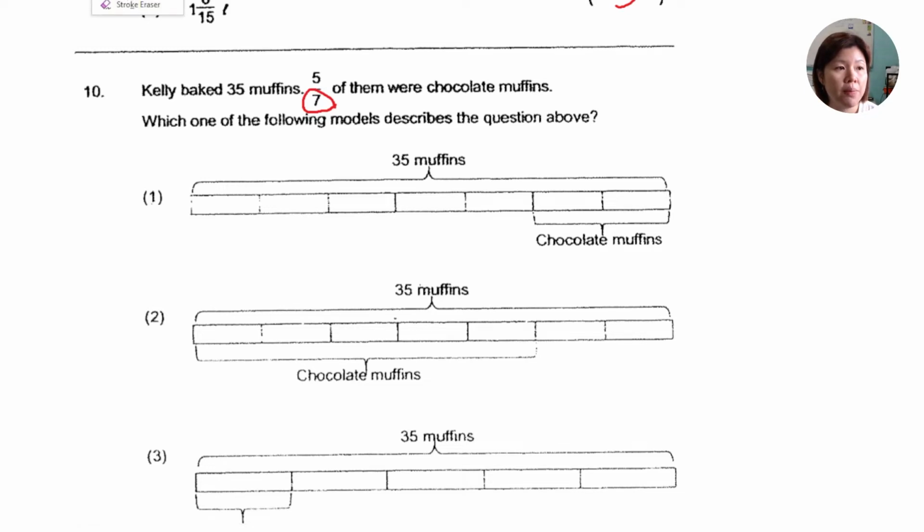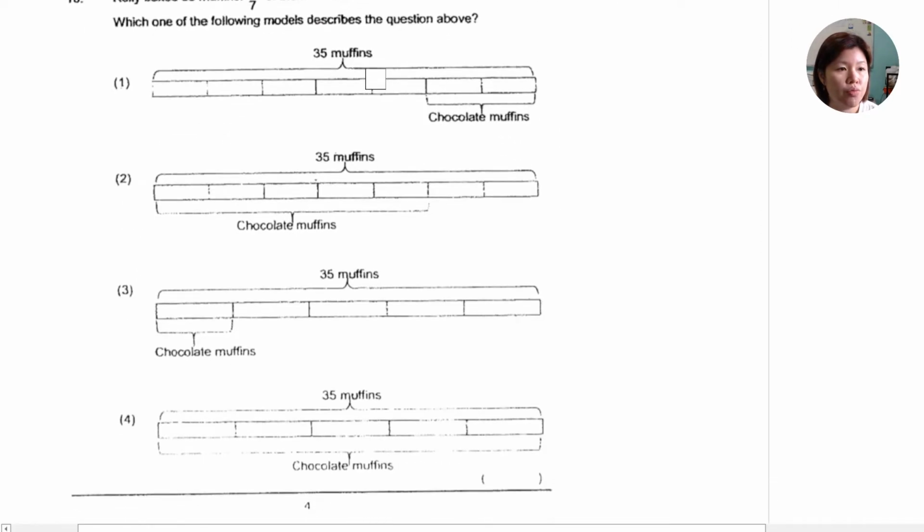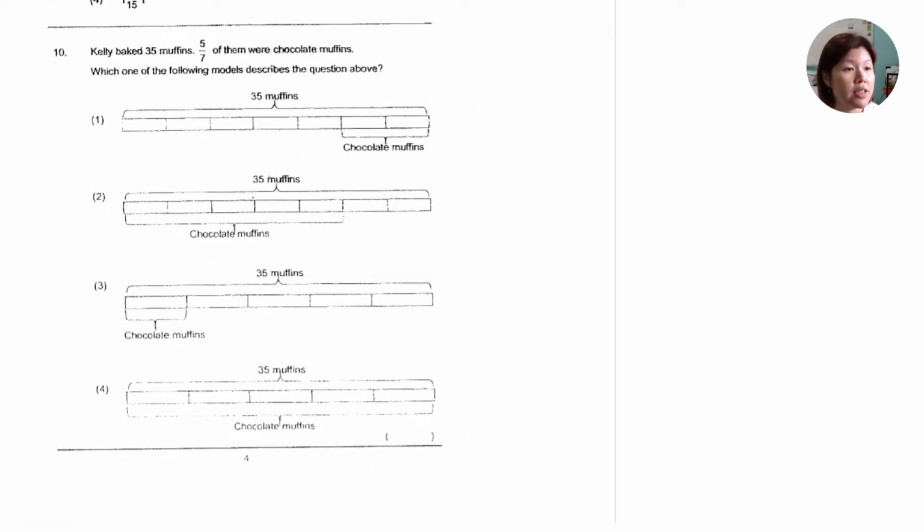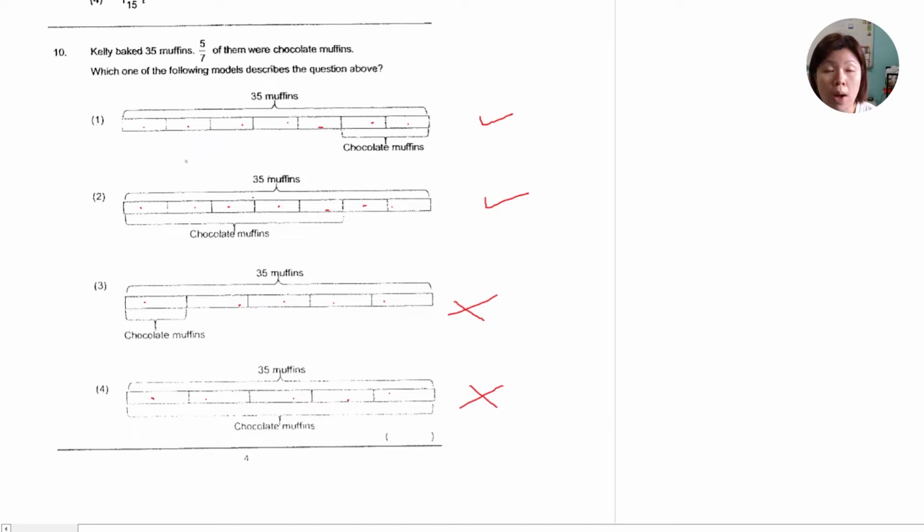Let me do something first. I will show the view. Okay. So if you can see here, all my boxes, I have to see whether they have 7. So this is 1, 2, 3, 4, 5, 6, 7. This one, okay. 1, 2, 3, 4, 5, 6, 7. Okay. 1, 2, 3, 4, 5. No. 1, 2, 3, 4, 5. Also no. So we only left with 2 options, 1 and 2.